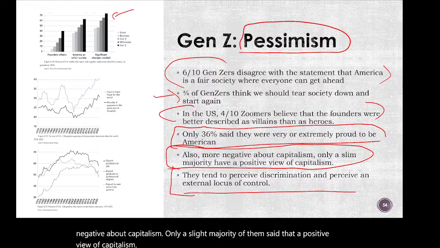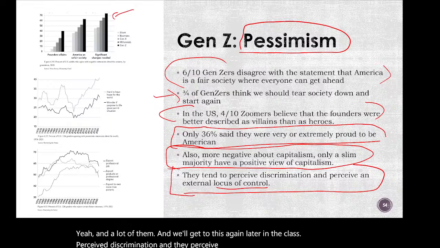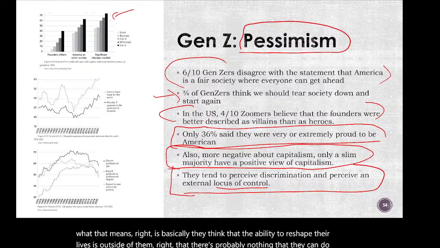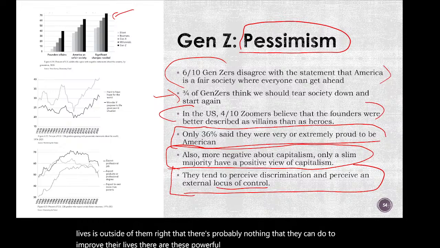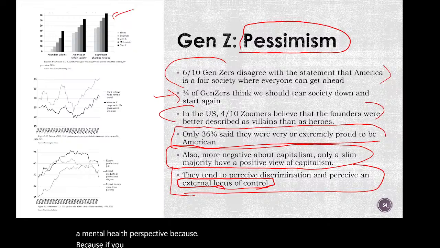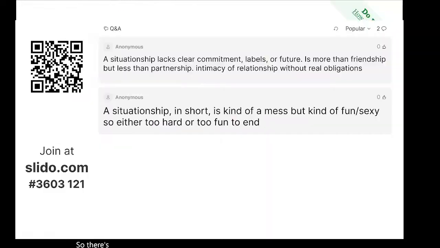And a lot of them, and we'll get to this again later in the class, perceive discrimination, and they perceive an external locus of control. Now what that means is basically they think that the ability to reshape their lives is outside of them, that there's probably nothing that they can do to improve their lives. There are these powerful external forces controlling things. An external locus of control tends to be bad for you from a mental health perspective, because if you don't think you're in control of your life, things like depression and hopelessness will tend to be higher as well. So there's a correlation between these two things. Okay.